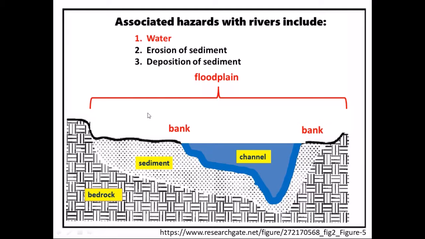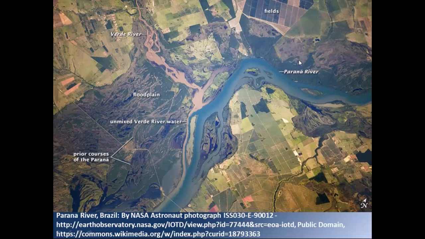So again, we're looking at a cross section through a river channel. The water is flowing out of the screen toward you. The characteristics of a river channel would be the channel itself that holds the water, the banks which keep it in the channel, and then the floodplain, which is an area that's flattened by erosion when the water level rises and tends to erode past the banks.